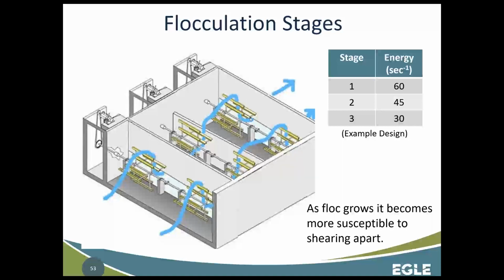And the reason for that, again, is that at the beginning, we've got smaller particles. We're just trying to get those collisions. But as we move on, now we've formed these bigger particles and we've got to be careful so that we don't break it all apart because we've worked so hard to get it large enough to settle. So that's why we're reducing the mixing energy from one end of the basin to the other.